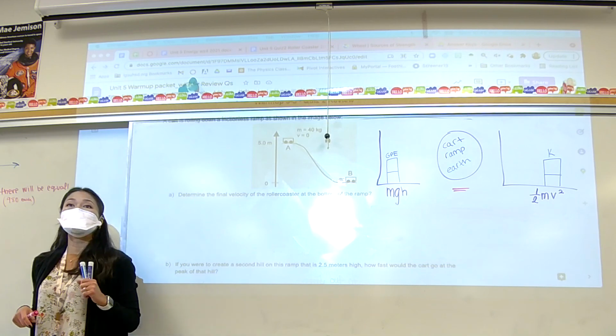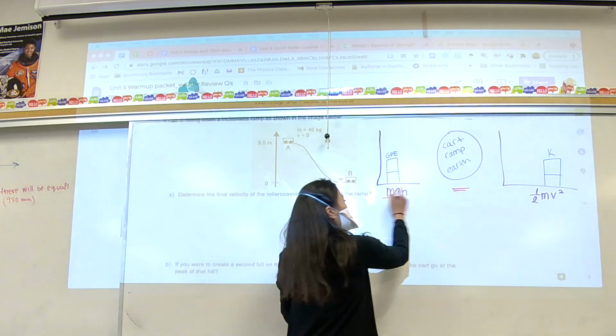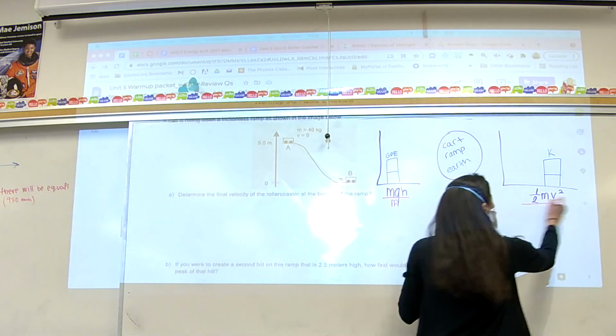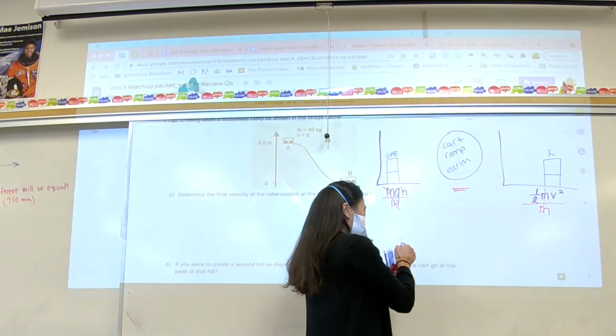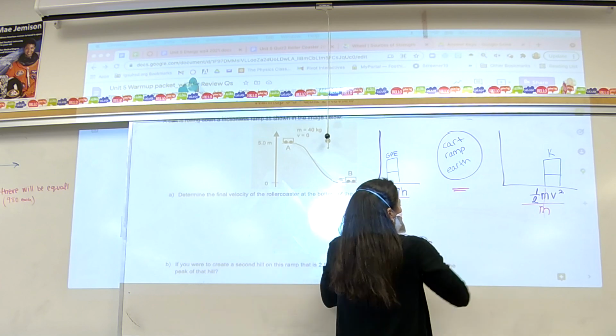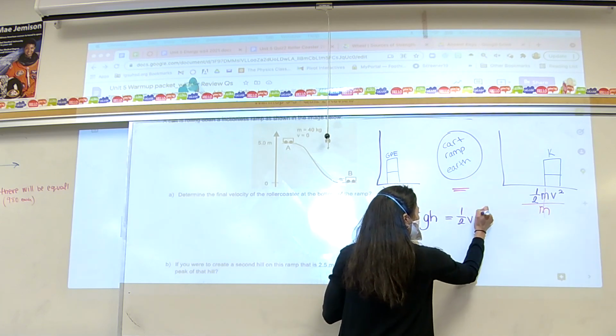Anya? You can cancel out this mass. Because I have m on both sides, I can divide m, and I end up with gravity times height is equal to 1/2 velocity squared.